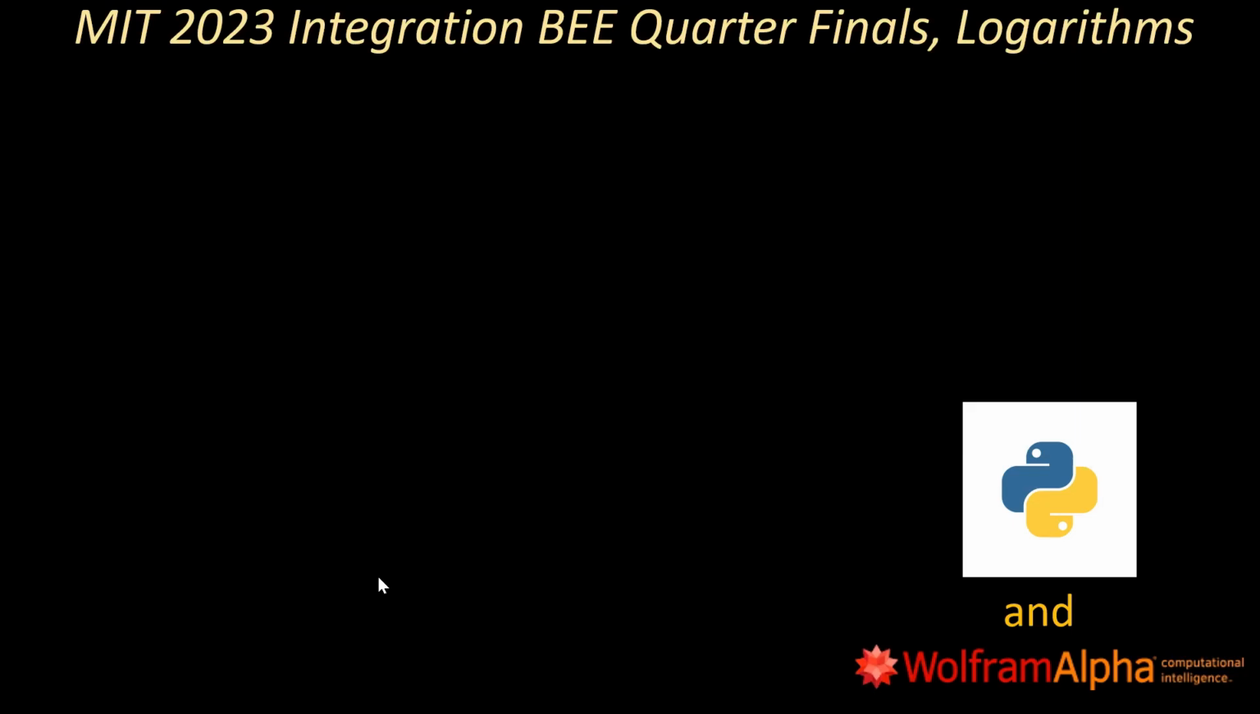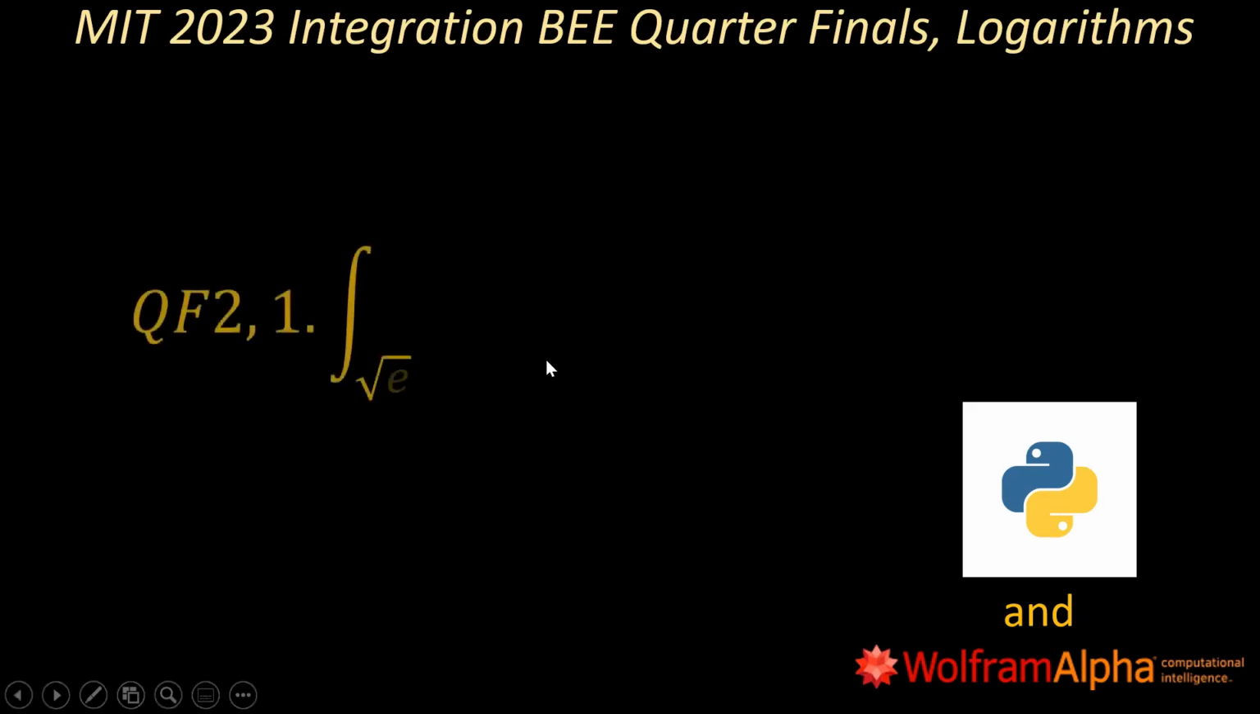So the question today is just one question, and it was from the quarterfinals, number 2, and was the first question, which was the integral of x to the power minus log x from the square root of e to infinity.